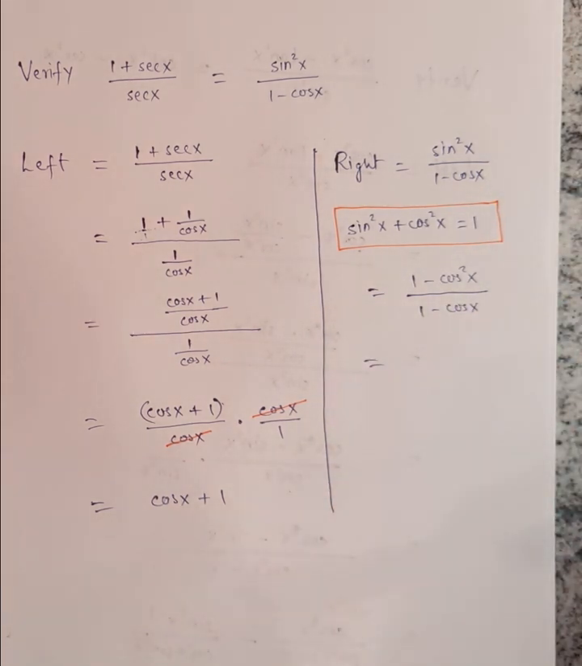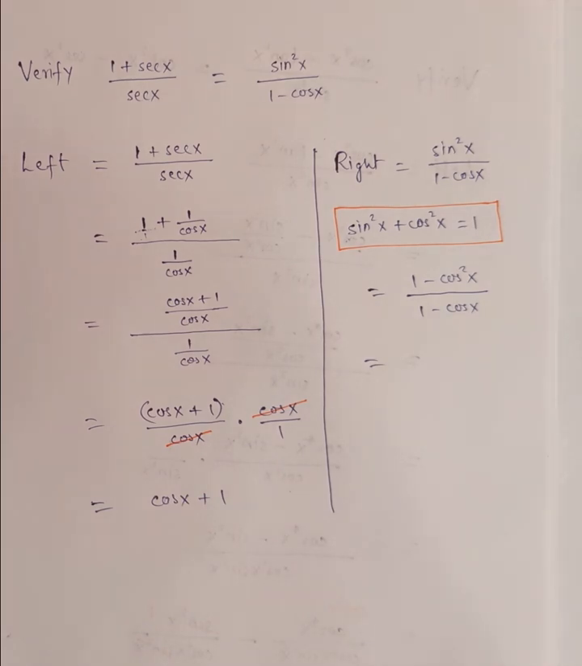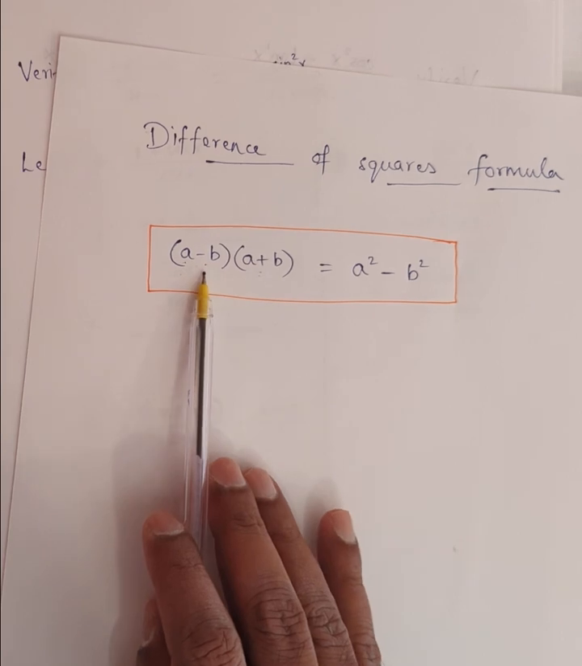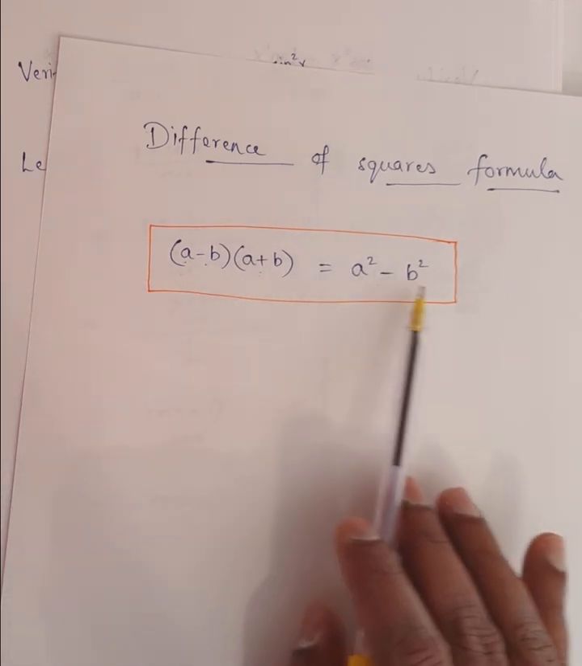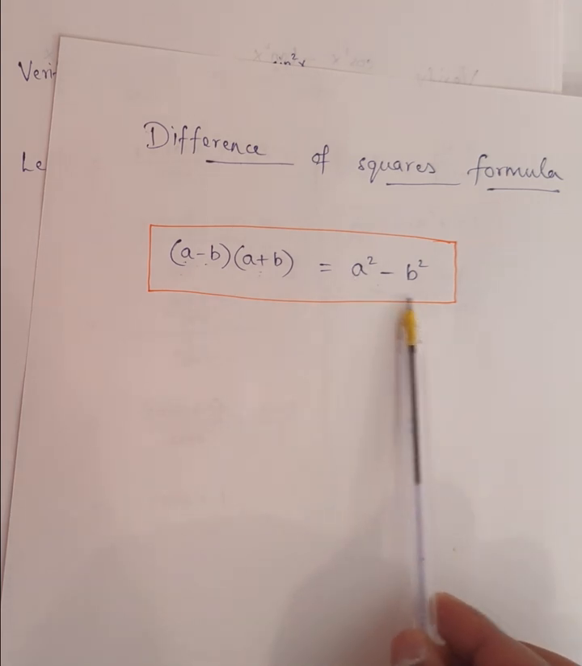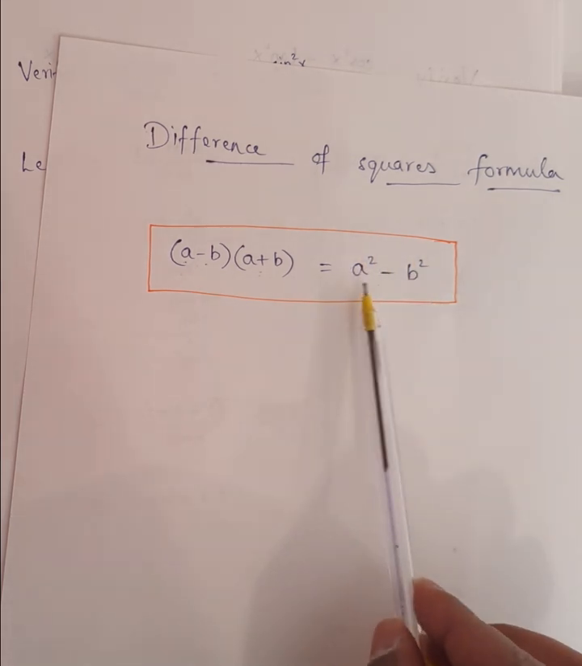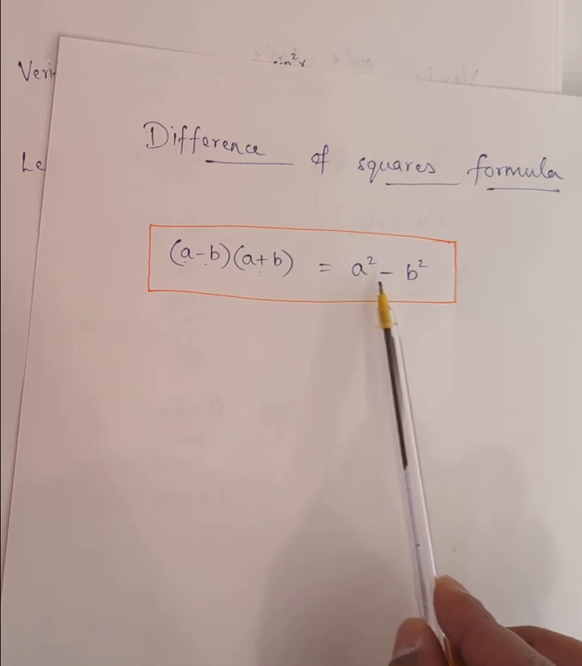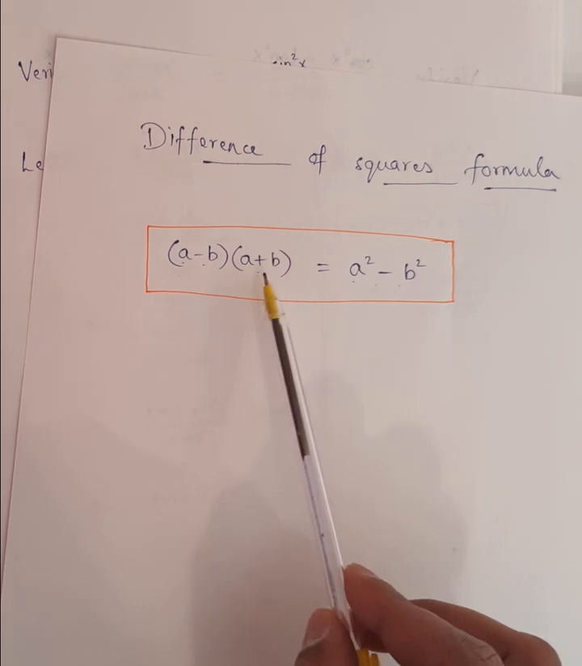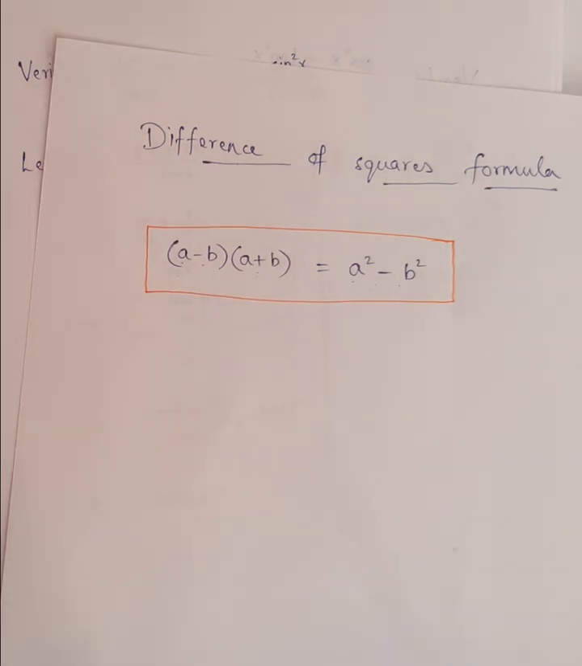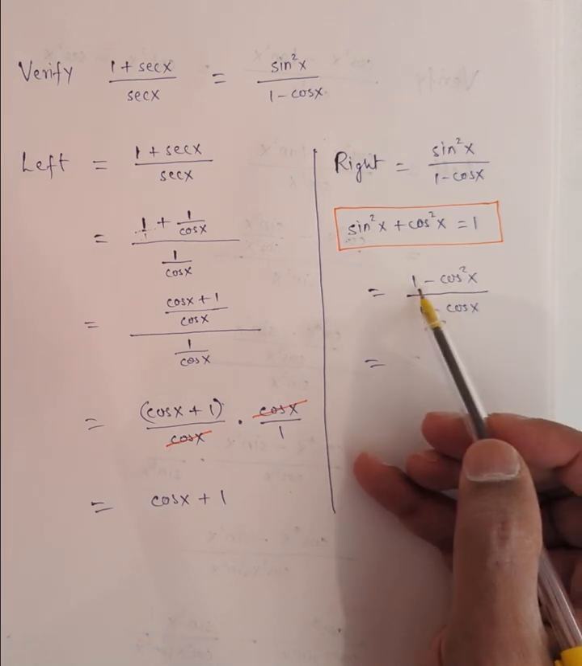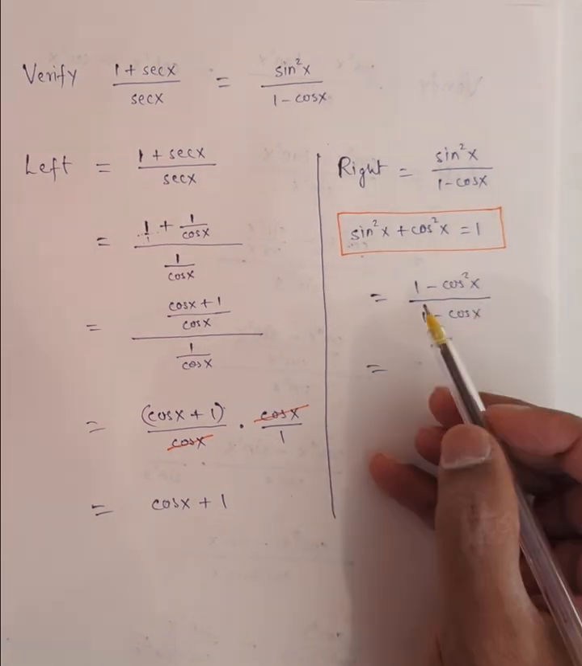And notice, there's one other formula from algebra that we want to remember. If you multiply a minus b times a plus b, you get a squared minus b squared. Now going in the reverse direction, you can always factor a difference of squares. So if you see something like a squared minus b squared, you can factor it into a minus b and a plus b. And notice, this is actually a difference of squares because 1 is 1 squared.